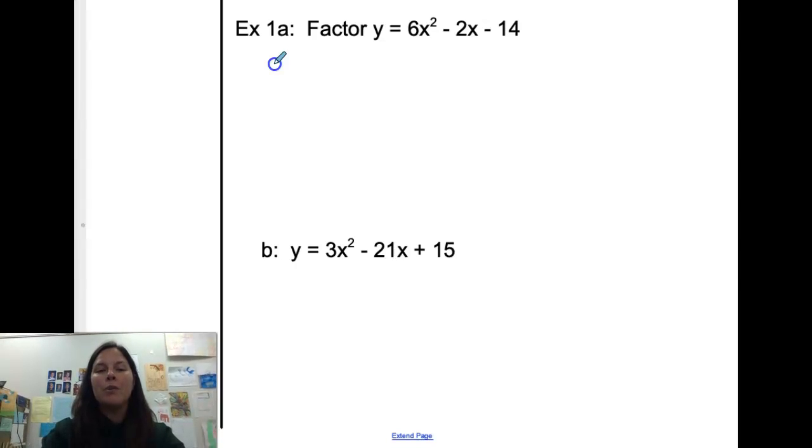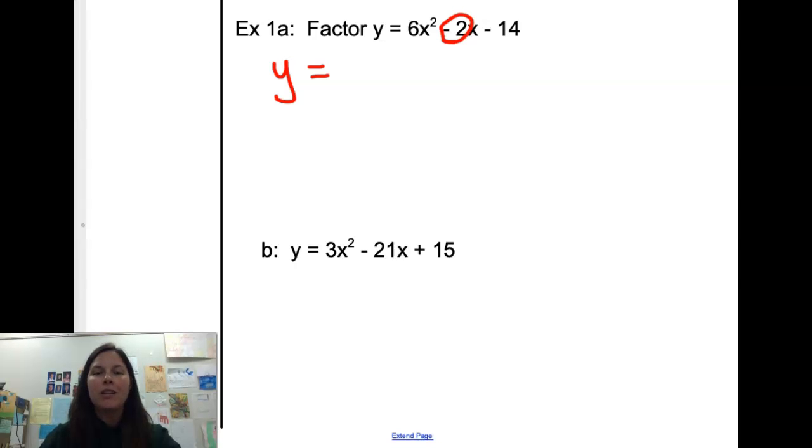This one is a little bit easier than some of them are going to be because we have 2 as an option. The only numbers that go into 2 are 1 and 2, and it's never helpful to divide by 1. You're left with what you started with, so we're never going to be factoring out a 1. So 2 is really our only option. So what I'm doing is I'm going to put 2 on the outside of the parentheses because I'm going to divide it out of each term.